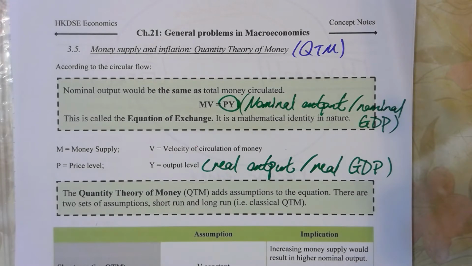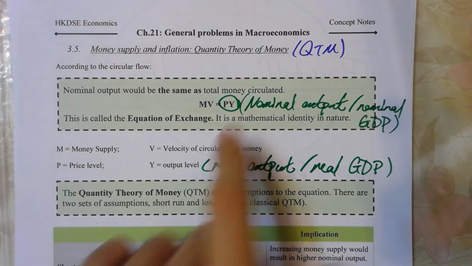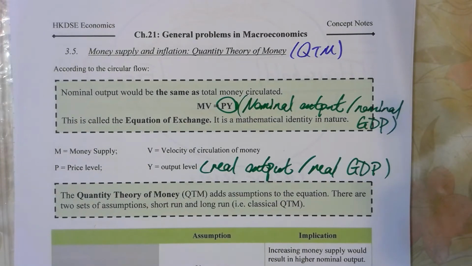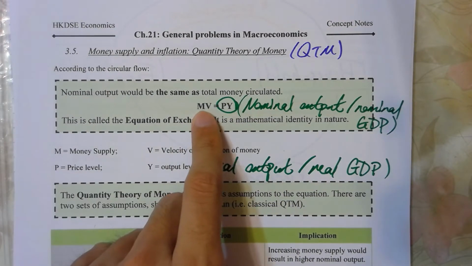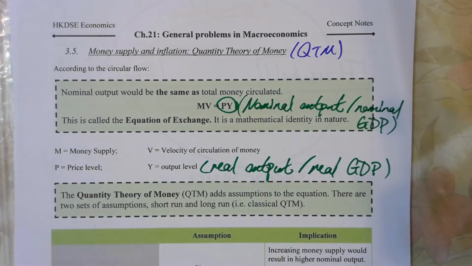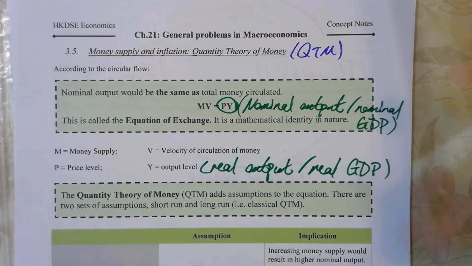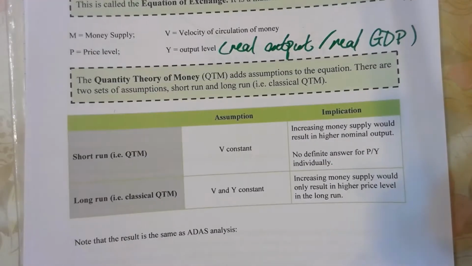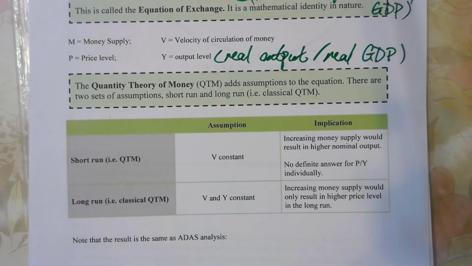It has no other meaning, okay? It is a mathematical relationship. Now, if the previous 5 minutes you don't understand what I'm talking about, it's okay. You just need to remember MV equals to PY. End of story. Just remember MV equals PY. You don't need to know the deeper meaning behind it. Okay? Now, with this equation of exchange, we are ready to move on to quantity theory of money.